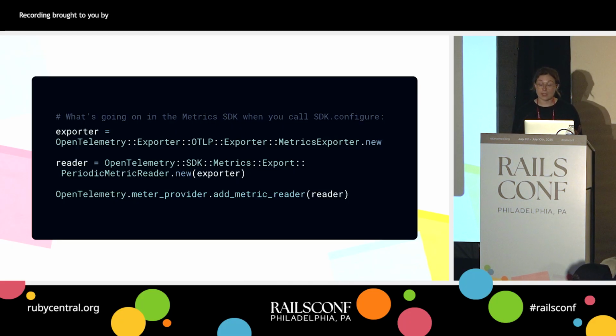In this case, with the periodic metric reader, they have a specific interval that they go through before they collect all the metrics. And you connect them through your meter provider, which is responsible for creating meters, tracking metric readers, very similar to the tracer provider. So this is not code that you need to add. This is what's happening when OpenTelemetry SDK configure is called by default.